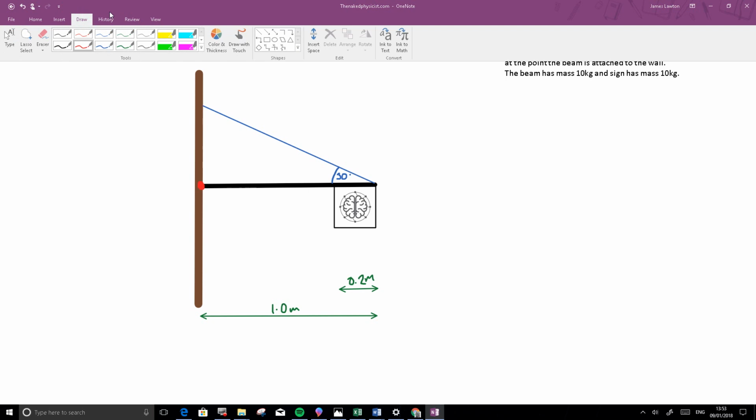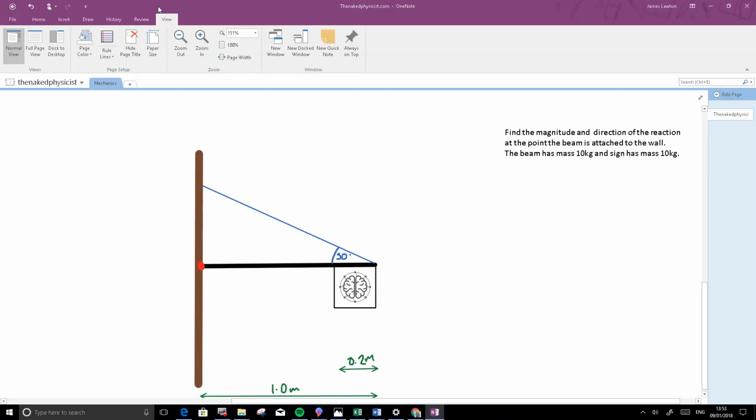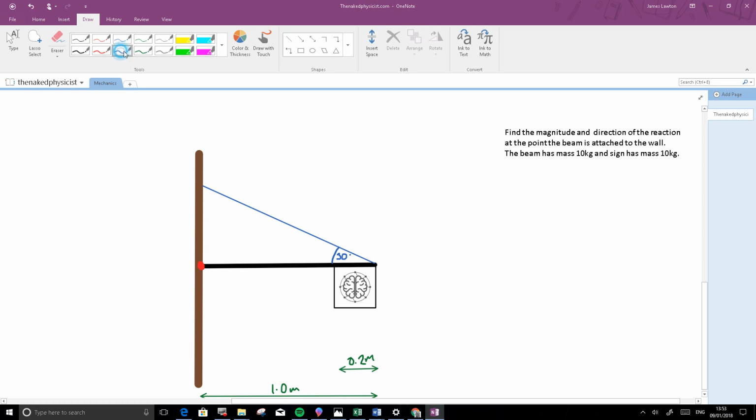So let's get stuck into this. Let's take a look. If we assume the tension is acting in this direction, then we can take the tension and break it into two components. We know it's going to have a vertical component acting upwards, which is going to be given by T sine theta, or T sine 30 in this case. We also know there's going to be a horizontal component of tension, which is going to be acting this way, and that's going to be T cos 30.